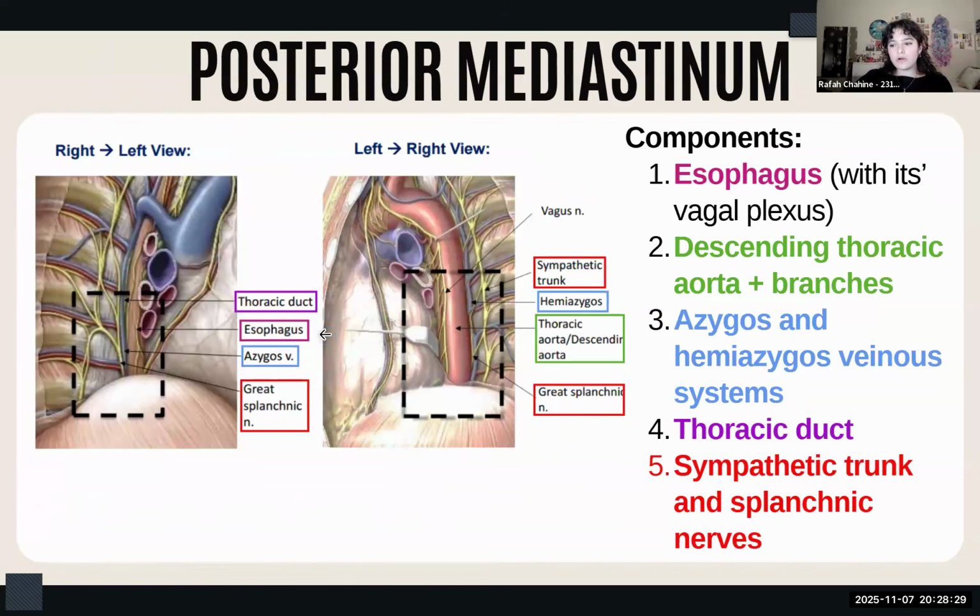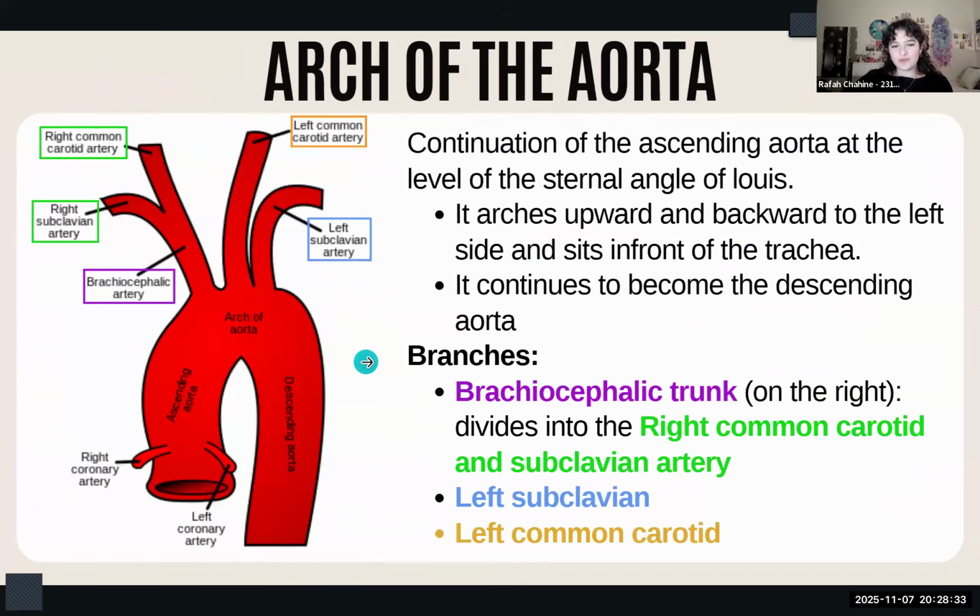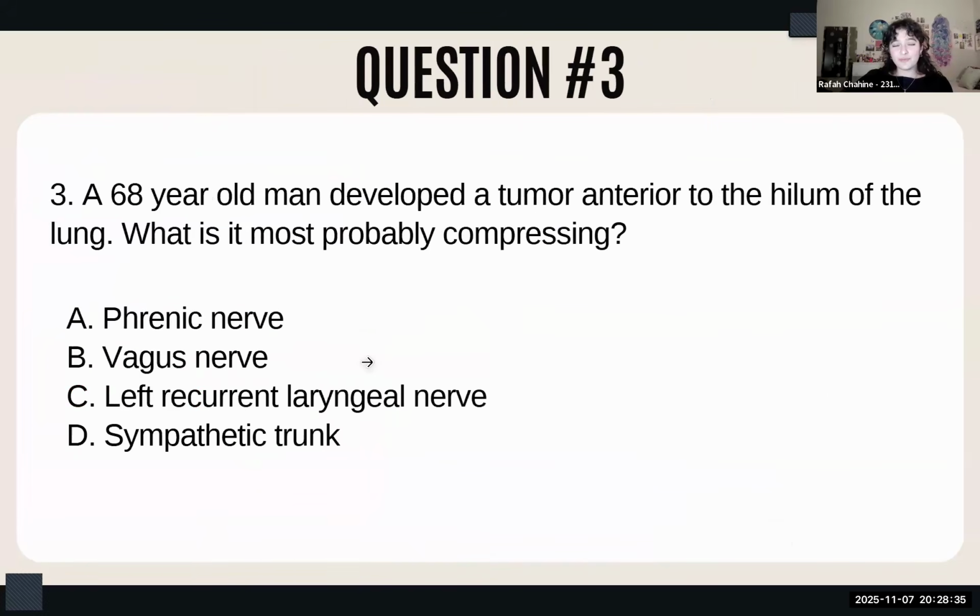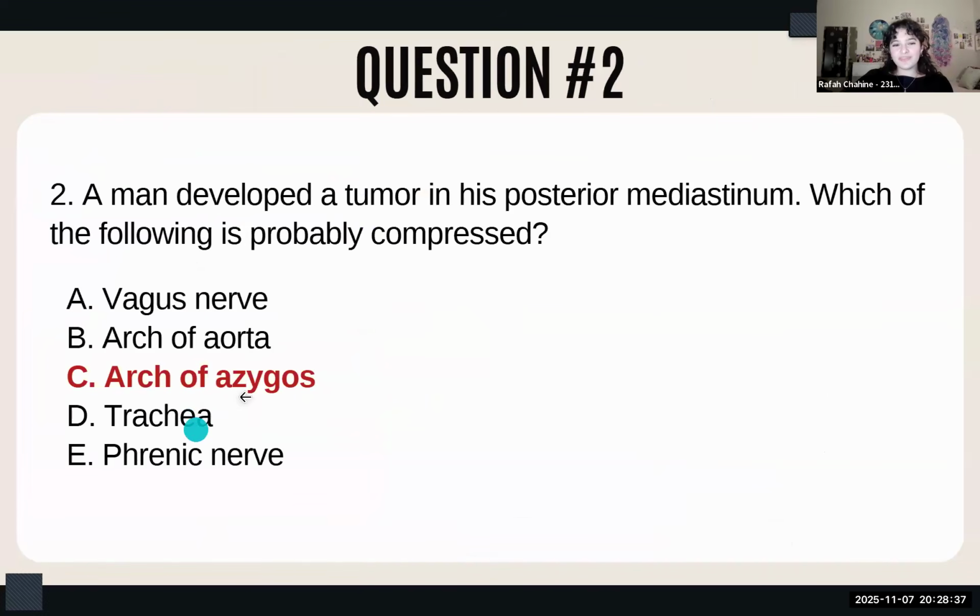Oh, I see. Okay, this is a little bit embarrassing. So the arch of the azygos is in the middle. The azygos itself is in the posterior. That's why I got confused. My bad, guys. But then again, the vagus nerve is still not the correct answer, but that's what was in the past paper.